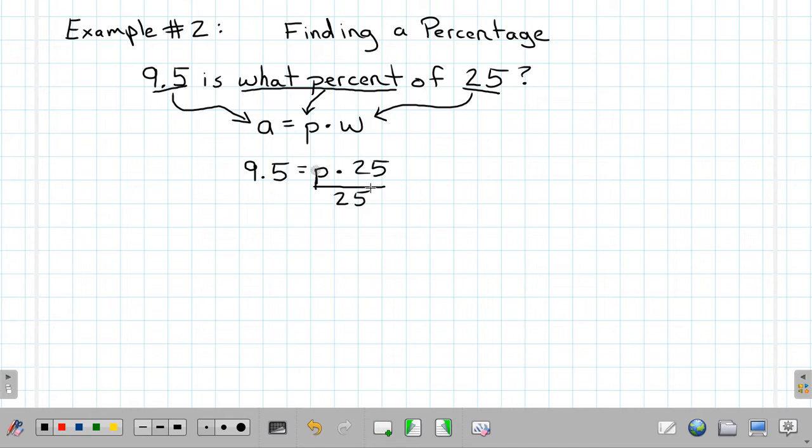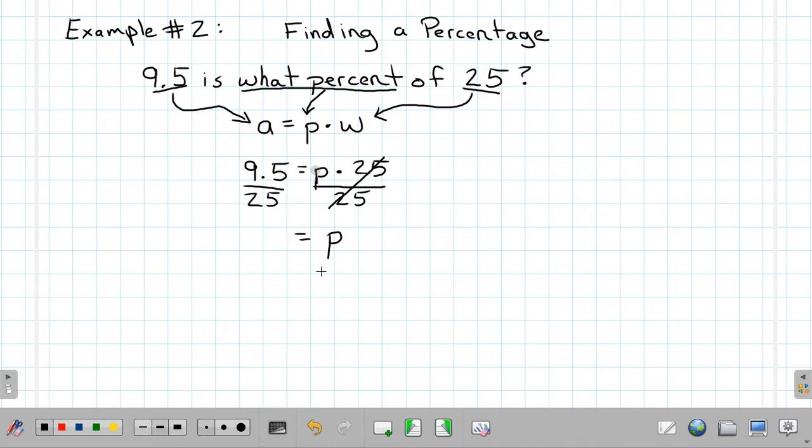But here's one thing we've got to remember. If we divide by 25 on one side, since this is an equation, we have to divide the other side by 25. And the whole point in dividing by 25 is so that our 25 factors will cancel out, leaving us with the number 1, and P times 1 is P.